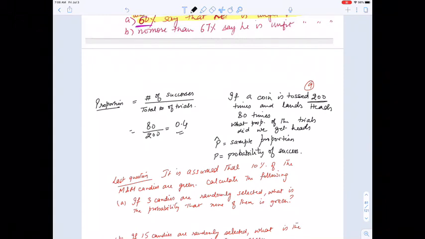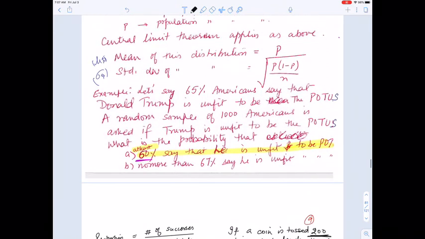So that is the population probability. That's the probability of something happening, success. That is P, that is the population proportion. Okay, so you understand what proportion is. We can calculate sample proportion if we have a certain number of tosses and we are counting the successes, then number of successes divided by total number of tosses. But if we are given the probability of success, then that is population proportion.